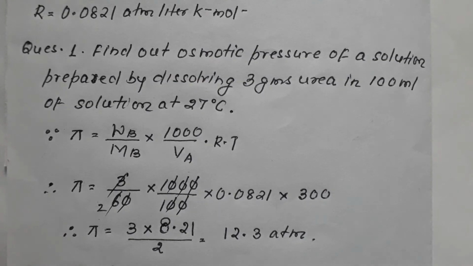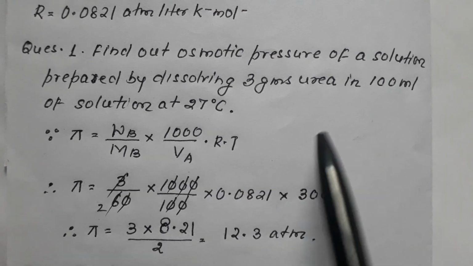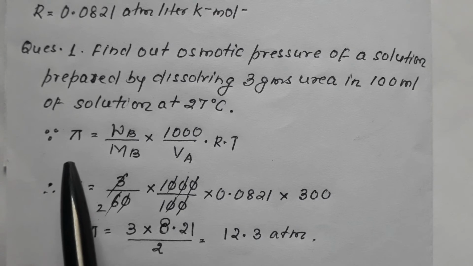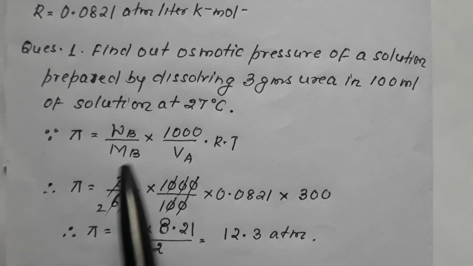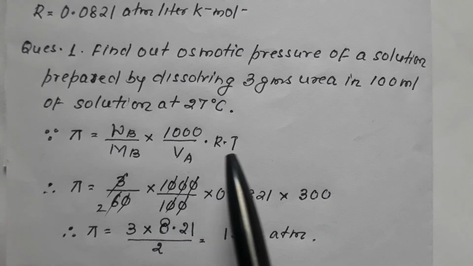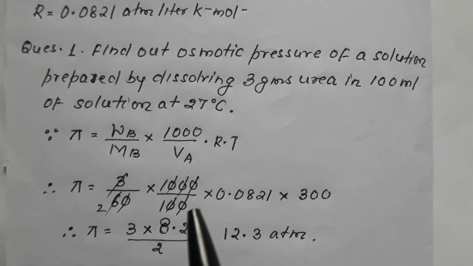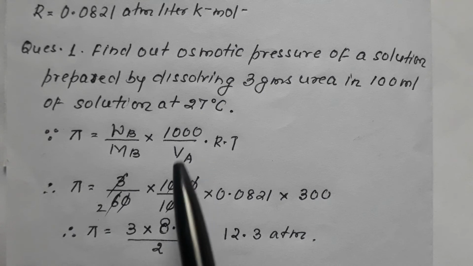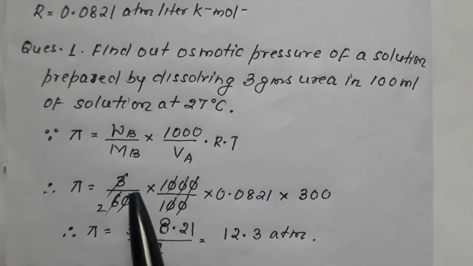Now if we discuss the solution for this problem, we are aware that osmotic pressure pi is equal to Wb upon Mb into 1000 upon Va into R into T. This is as per the equation we have solved. Therefore pi is equal to the value of Wb, given as 3 grams of urea.